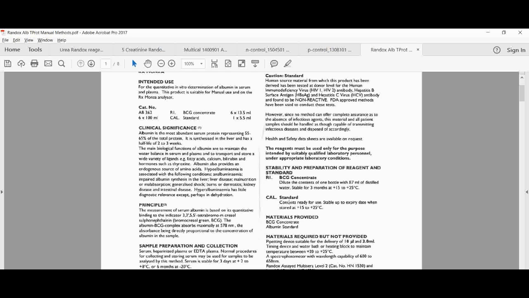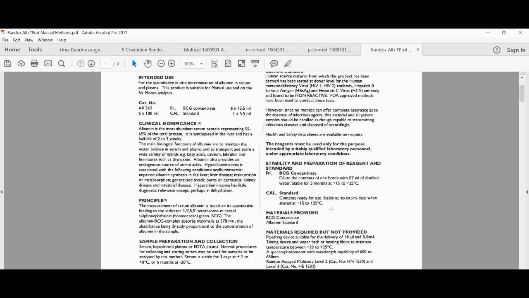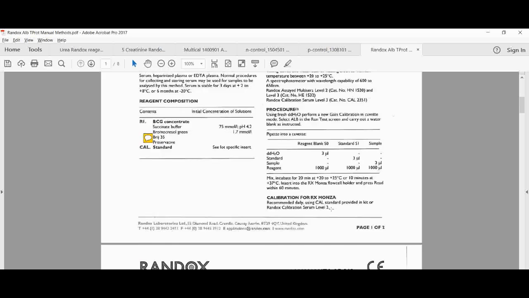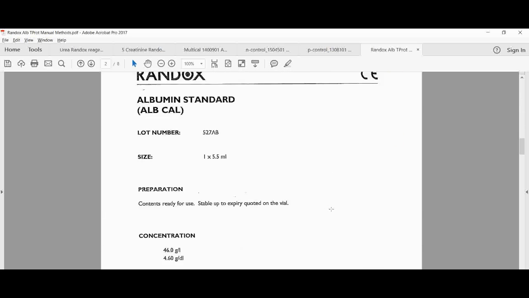Then about the calibration standard, the contents is ready for use and it is stable up to the expiry date when stored at 15 to 25 degrees. In other words, at room temperature. Now, the calibration standard, or cal standard, comes with a separate package insert. Let me just go down to that.